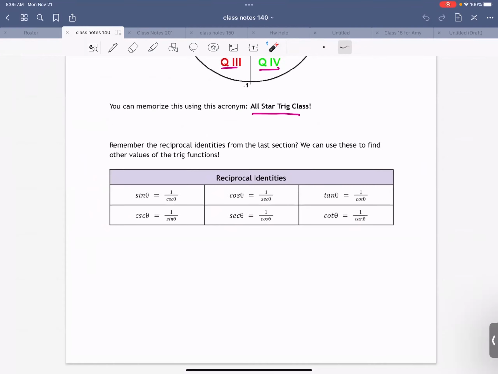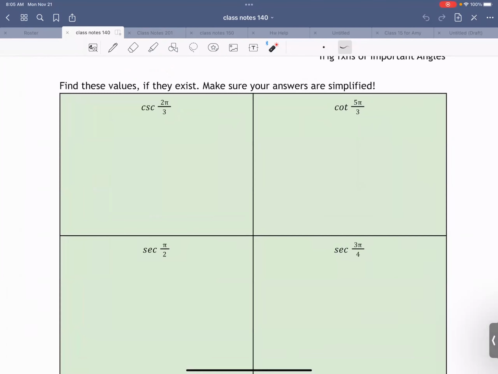So let's just do a couple examples of these. So for example, on the final exam, I might be like, find the cosecant of 2 pi over 3. And you're going to have to be able to figure out what that is, right? So what's cosecant related to? Sine, good. So maybe the first thing I should do is figure out what sine of 2 pi over 3 is, right?